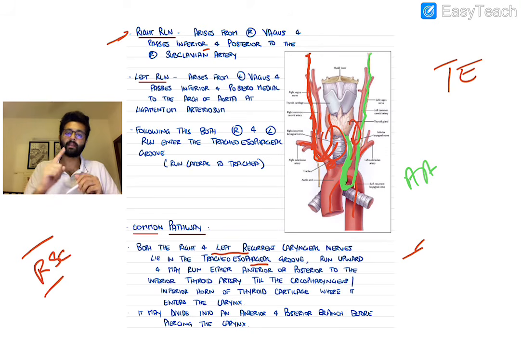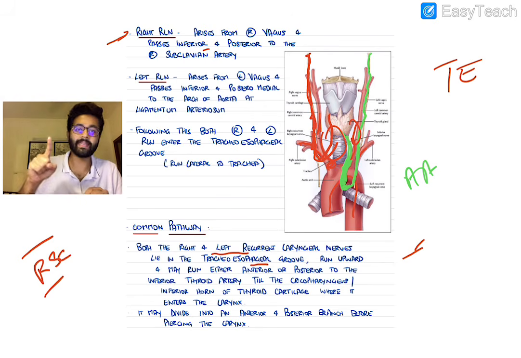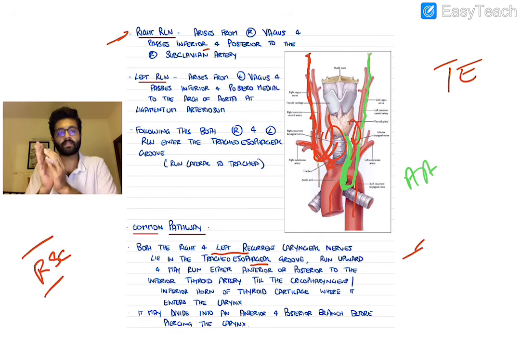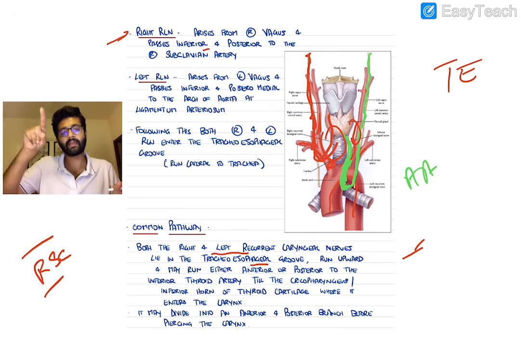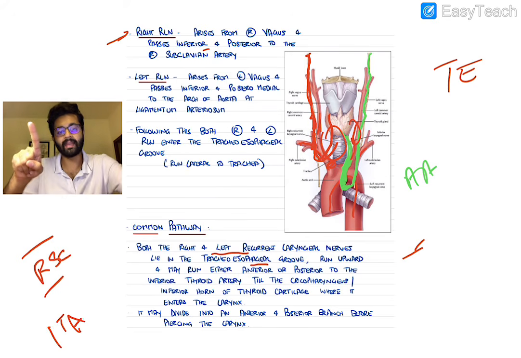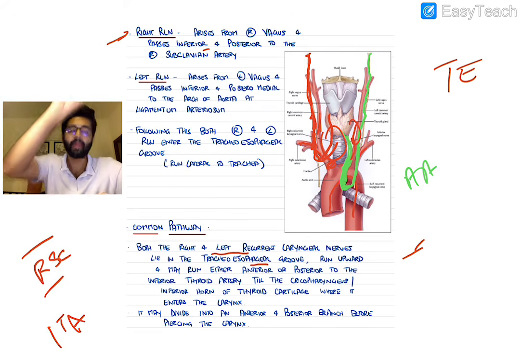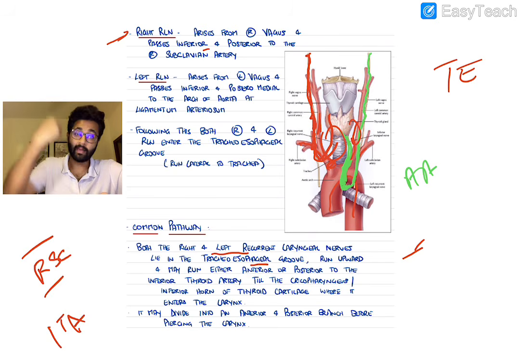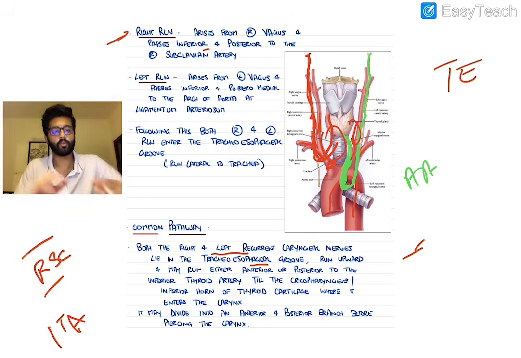This nerve may go either anterior or posterior to the inferior thyroid artery, and then continues upwards in its track up to the cricopharyngeus muscle, where it disappears. So it goes in the tracheo-esophageal groove either anteriorly or posteriorly to the ITA, inferior thyroid artery, I'm going to say ITA, and then enters the larynx behind the cricopharyngeus muscle. Okay, and then it supplies the larynx. We know how, motor and sensory.